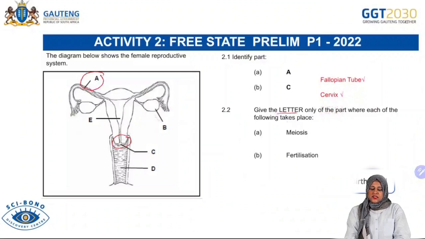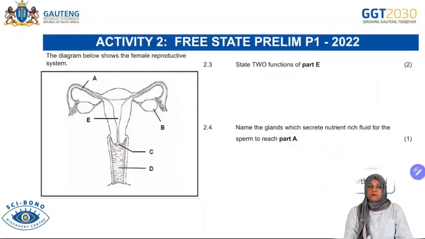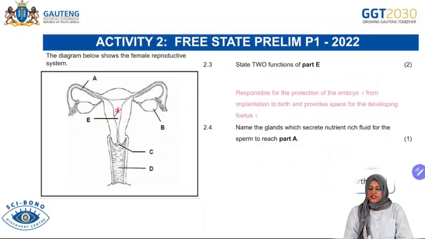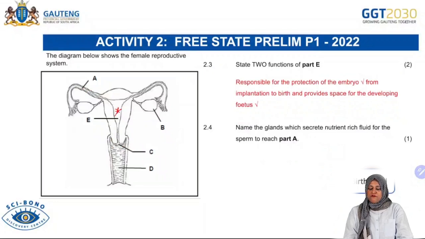Two functions of part E. This is part E, it's your uterus, right? That is for the developing embryo or the fetus, or as it grows on to be the baby. It's responsible for the protection of the embryo from implantation to birth, and provides space for the developing fetus. Name the glands which secrete nutrient-rich fluid for the sperm to reach part A. Now we're talking about the sperm cells to reach part A. So we want nutrients for the sperm, and those are the seminal vesicles.